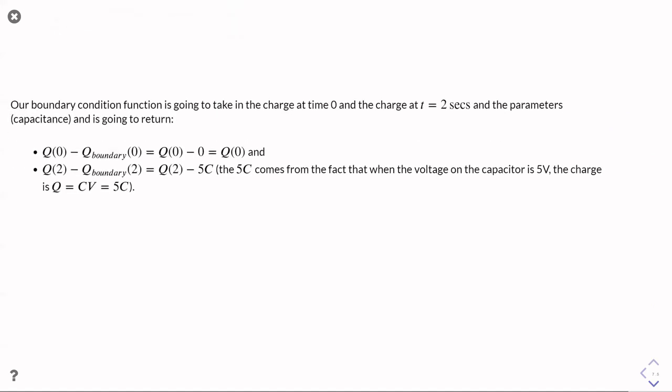So as I said, the boundary condition function is possibly the hardest bit to get one's head around. But what it's trying to do in our case is tell us the difference between the charge the solver is working with, or trying to find, at zero time and our boundary condition, Q boundary at zero, which is actually zero, because we said the capacitor was discharged to start with. So the difference between the charge at zero time and what we wanted is just the charge at zero time. And it also wants the end time. So we want the difference between the charge at 2 seconds minus the boundary condition charge at 2 seconds. Well, the boundary condition charge at 2 seconds is 5C. And so we just get the charge it's giving us after 2 seconds minus 5C.